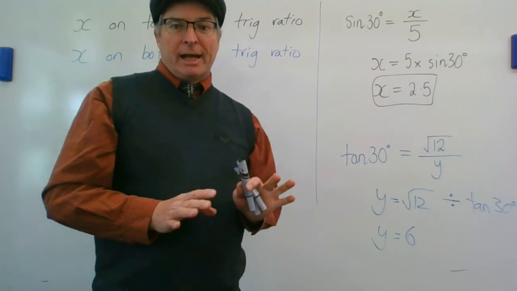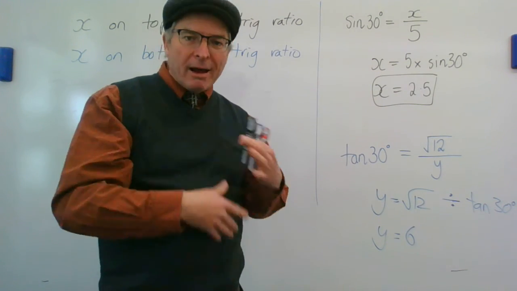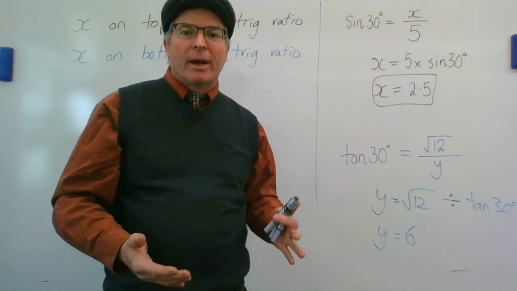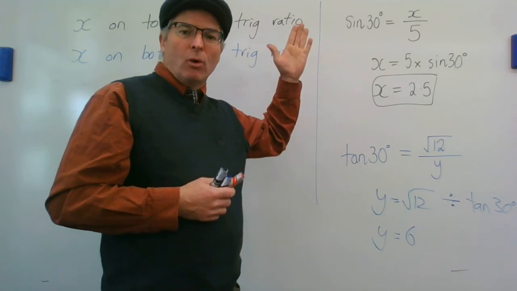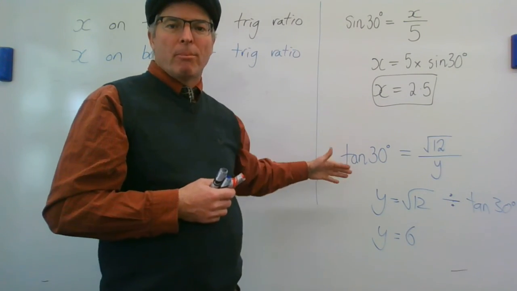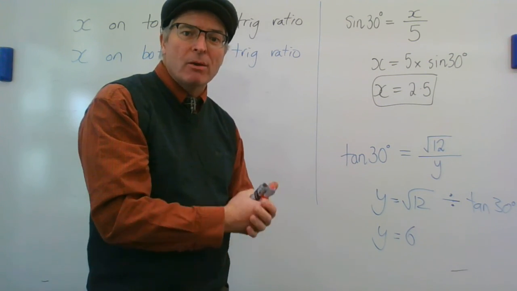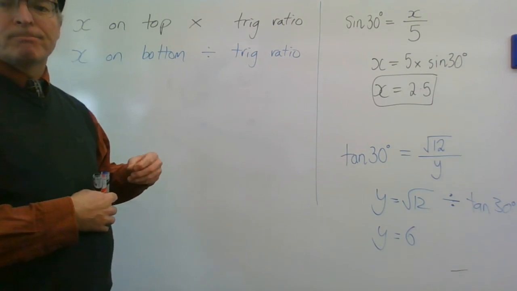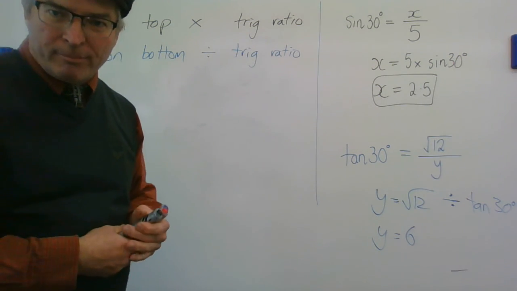You don't have to use shortcuts. It's always good to understand what you're doing with equation solving. But if you do enough of these, you'll get to the point where you're just solving for either x or the pronumeral being on the top or the bottom of a fraction equaling a trig ratio. If x is on the top, you times by the trig ratio. If x is on the bottom, you divide by the trig ratio.